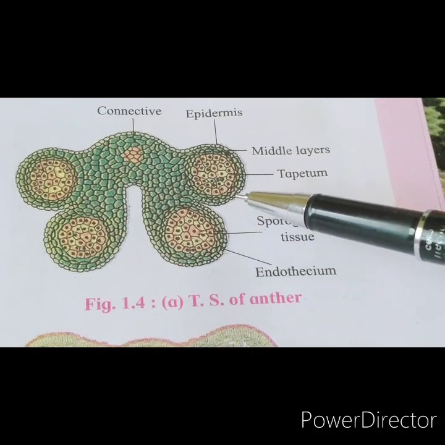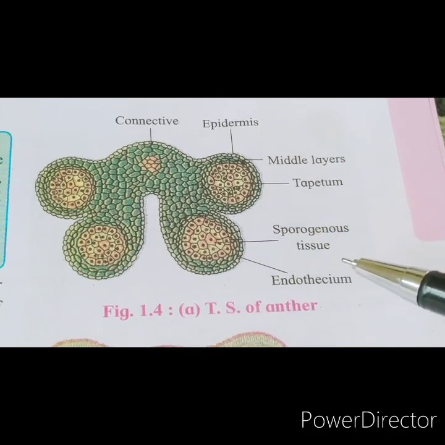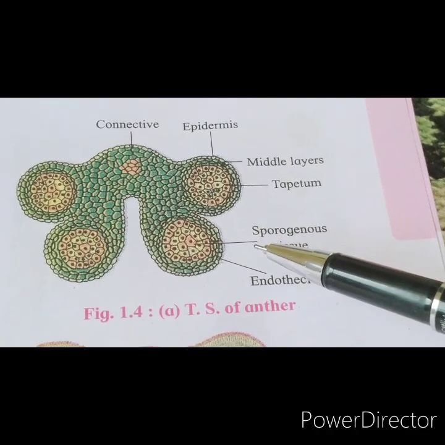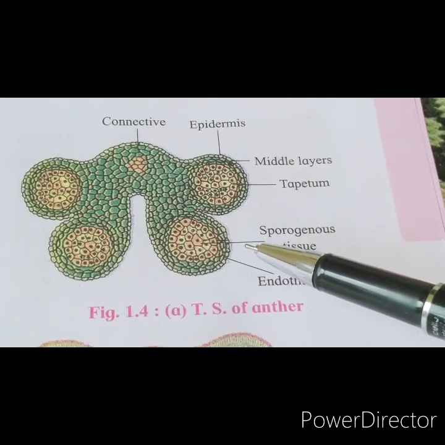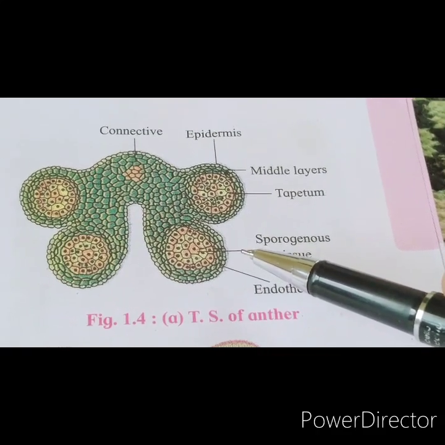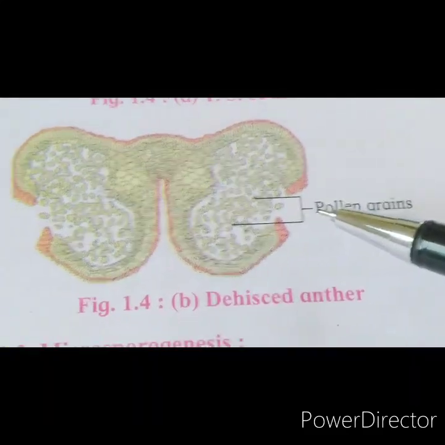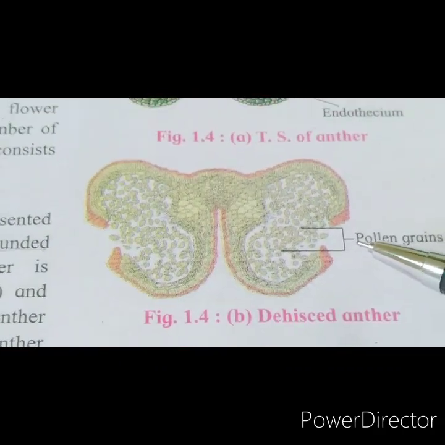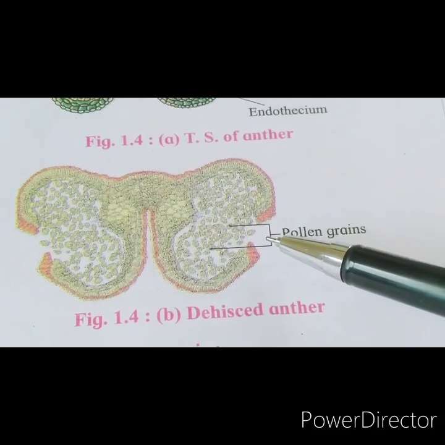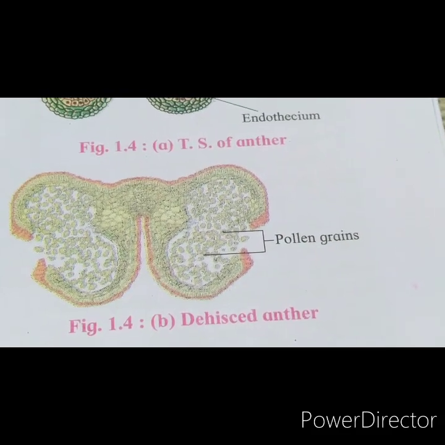When the anthers mature, the sporogenous cells undergo meiosis, and each microspore mother cell produces a tetrad of microspores. Now this is a dithecous anther. At maturity, the pollen sacs break and pollen grains are released.